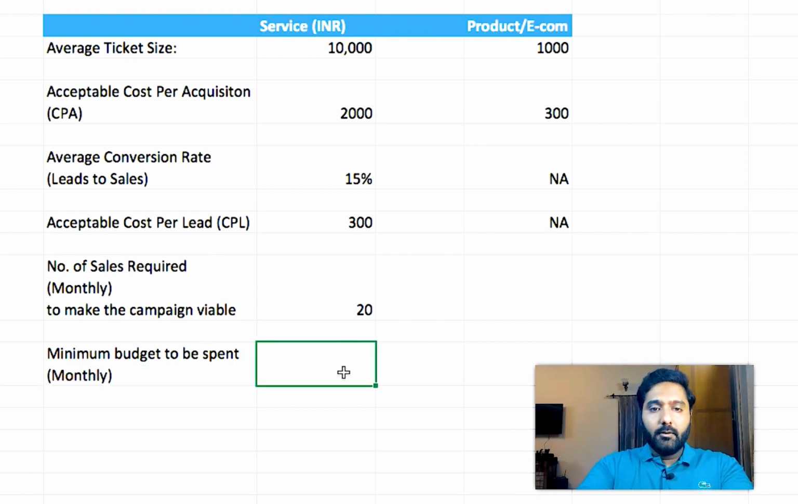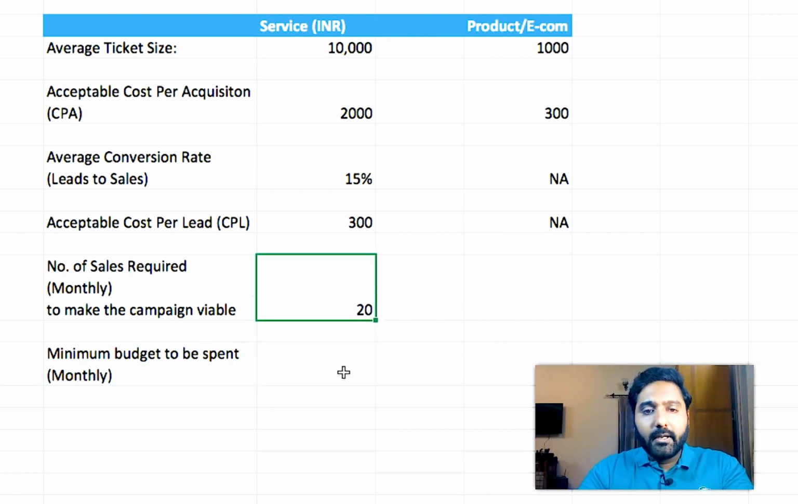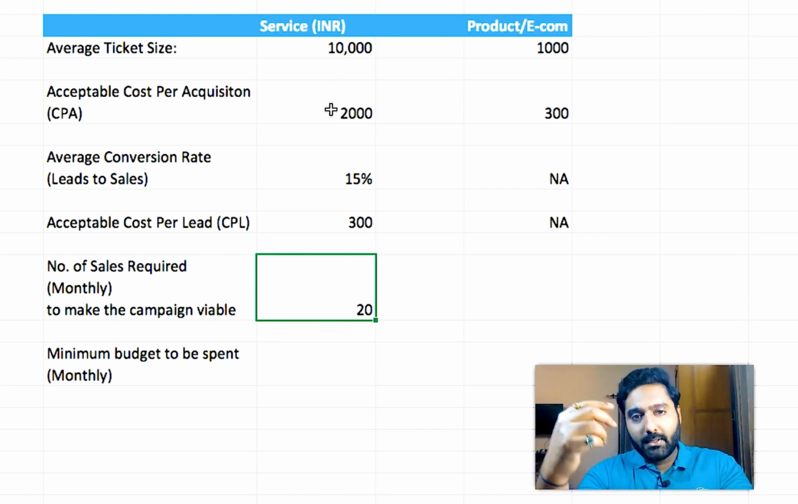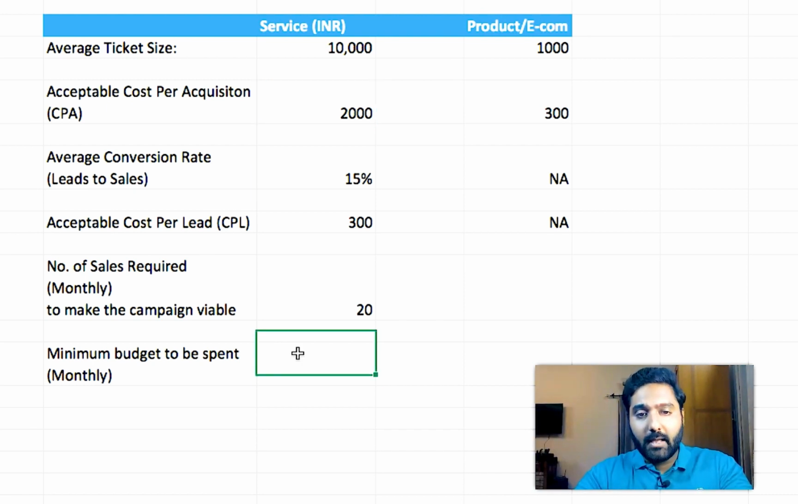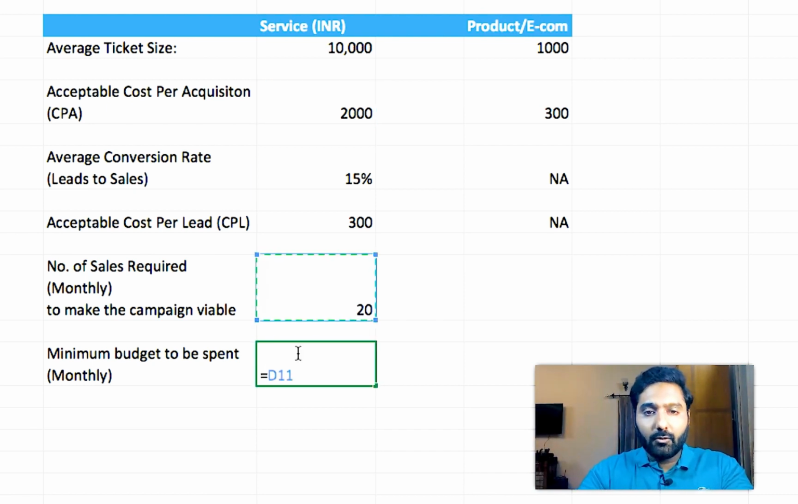Okay. So how do we calculate that? We already know the number of clients or sales that we require to generate in a month. And we already know what's the acceptable acquisition cost we are okay with for each customer, for each acquisition. So all we need to do is take the number of sales required monthly and multiply it with the acceptable cost per acquisition.